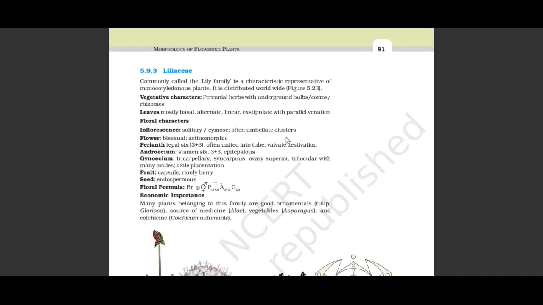Let us see the family Liliaceae. Commonly called the lily family, it is a characteristic representative of monocotyledonous plants. It is distributed worldwide. Vegetative character: perennial herbs with underground bulbs, corm, rhizome. Leaves mostly basal, alternate, linear, exstipulate with parallel venation.